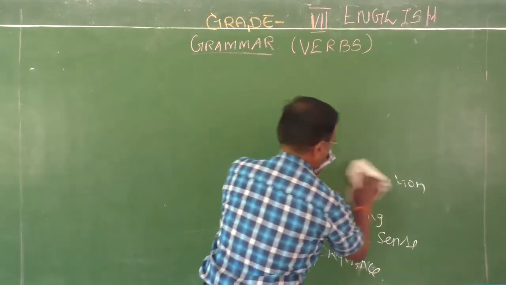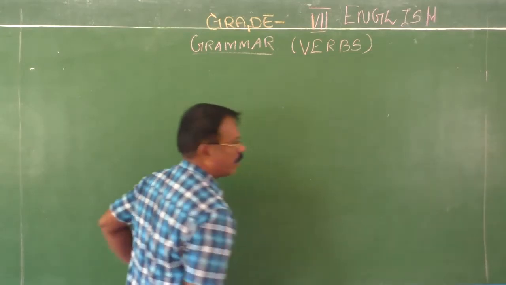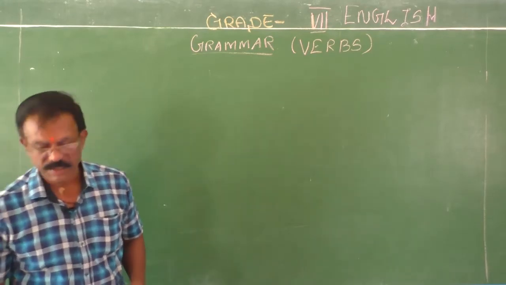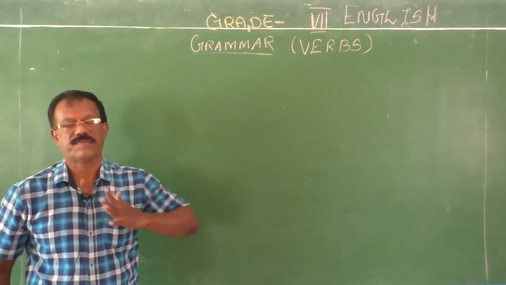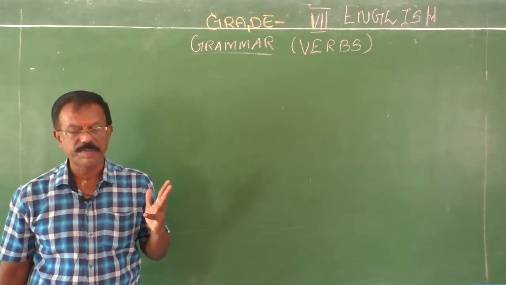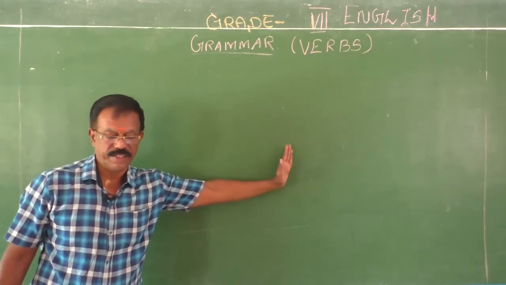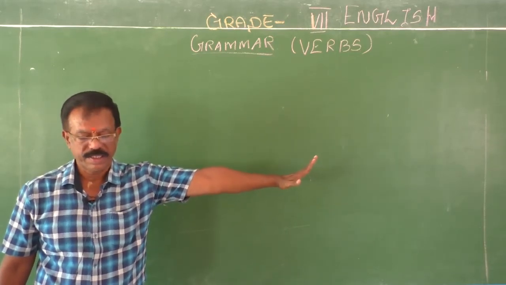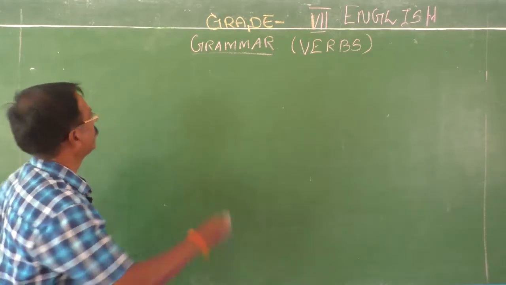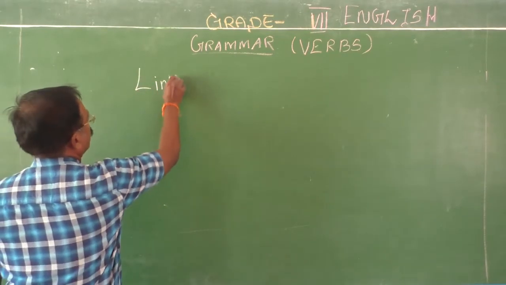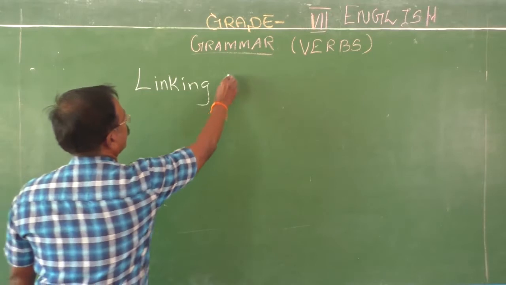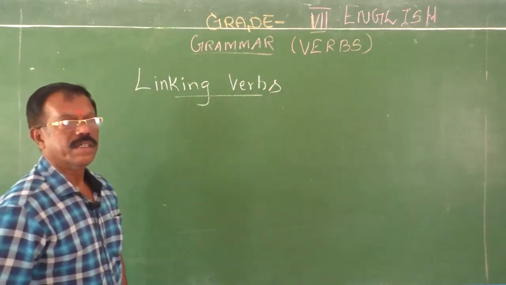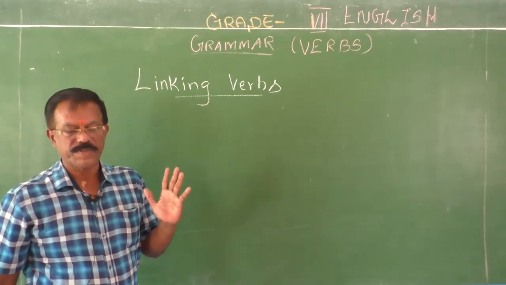Linking verbs. Another group of verbs we have in English. Such verbs are called linking verbs. A linking verb is a verb which connects a subject to its predicate without expressing an action. That's called linking verbs. What are linking verbs? Linking verbs are special verbs.